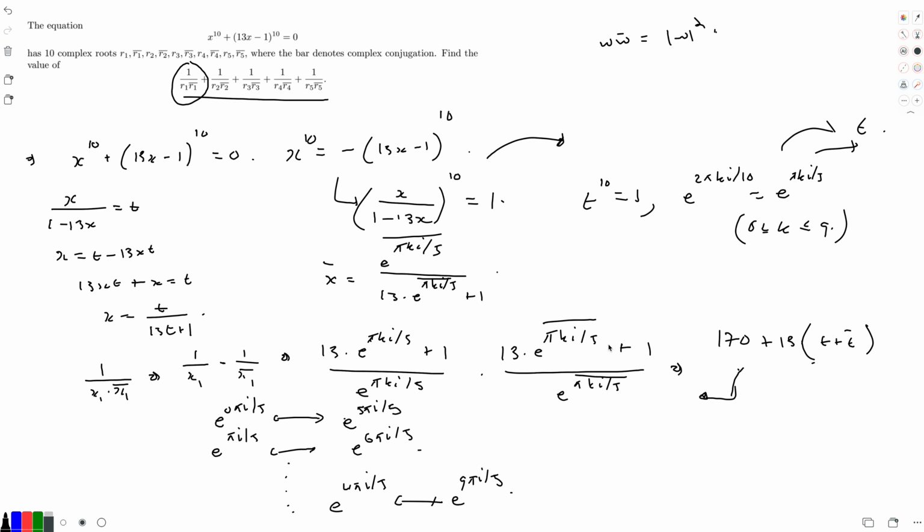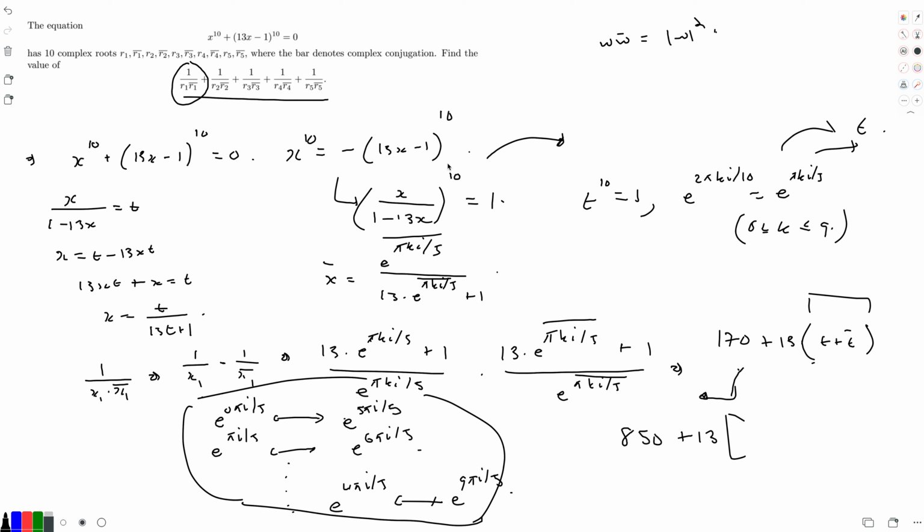That's great. So now if we sum over this, since we're doing this 5 times, this gives us 850 plus 13 times the sum of t plus t conjugate. But if you notice, if we sum up these things over here, we box them up, we actually get 0, right? So this is 0. So the answer is 850, and we are done.